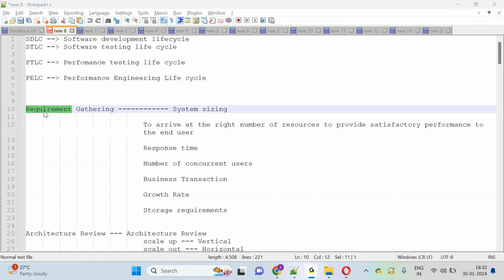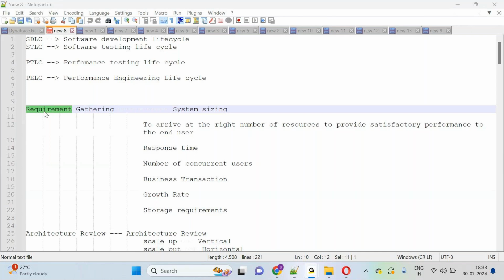Actually, developers can do it. In many organizations developers are doing it, but most of the time what happens is that developers are running behind timelines. They always have certain deadlines, and some deliverables will be there for the developers.